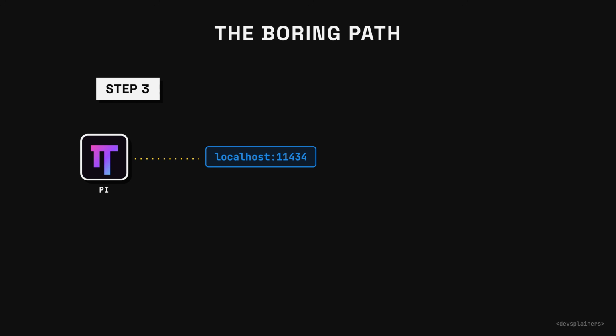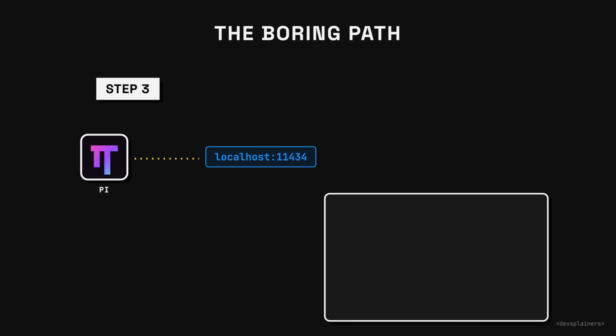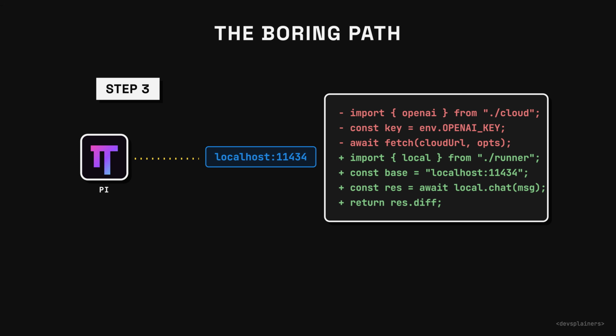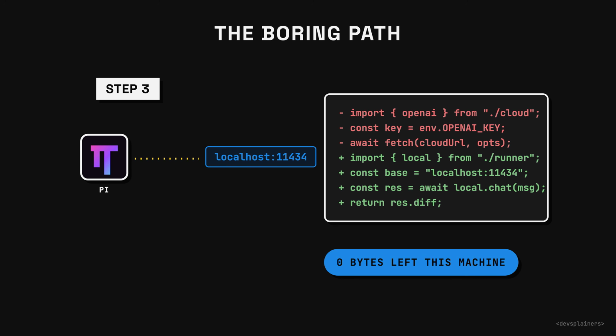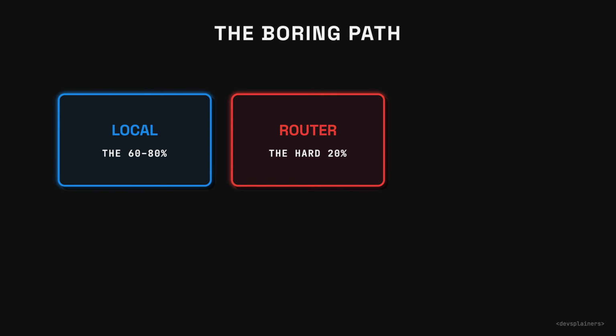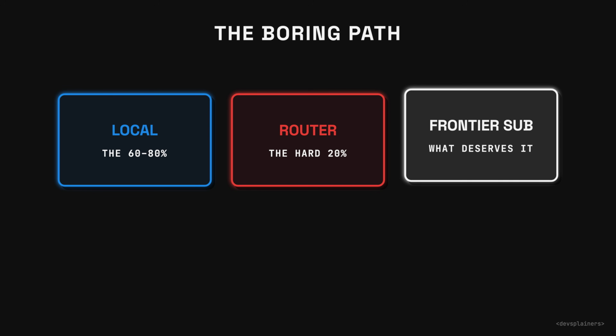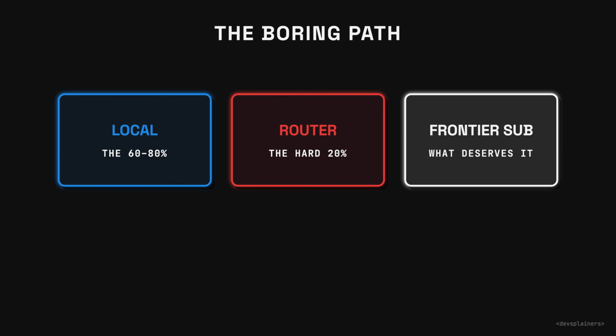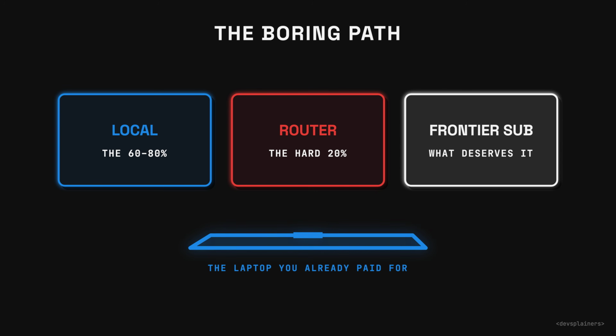Point one lean harness at localhost. Hand it a small bounded task. And watch the first diff land from a model that never touched the internet. Add a router key the first time it flops something. Keep the frontier subscription for work that deserves frontier attention, and let the laptop you already paid for grind through the rest.